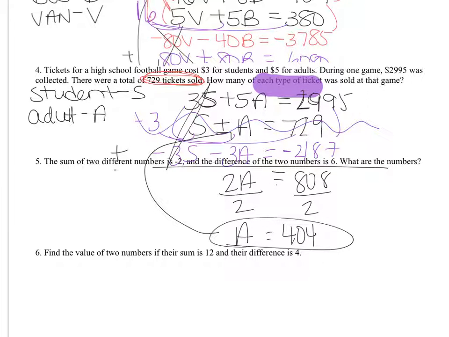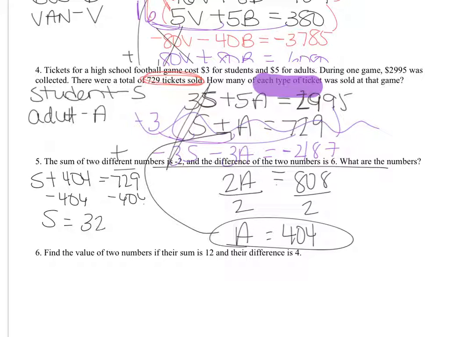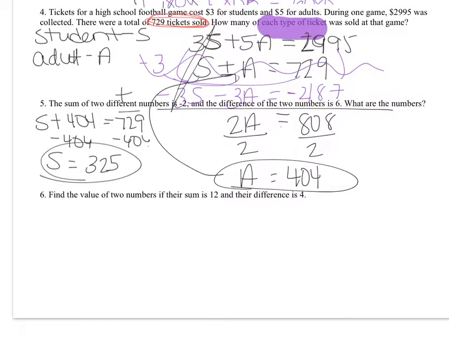So now I'm going to plug this in. So 404 adult tickets were sold. So S plus 404 equals 729. Subtract 404 from both sides. 729 minus 404 is 325. So 325 student tickets were sold and 404 adult tickets were sold. We solved number 5 in class, so let's now look at number 6.